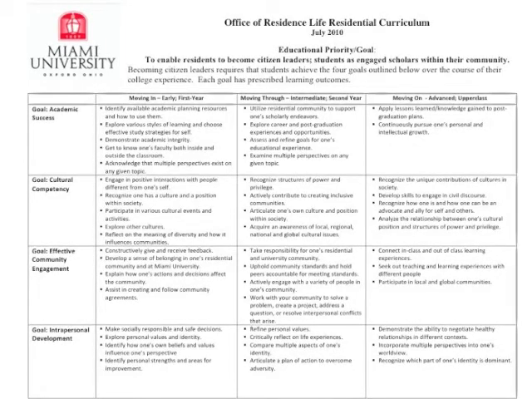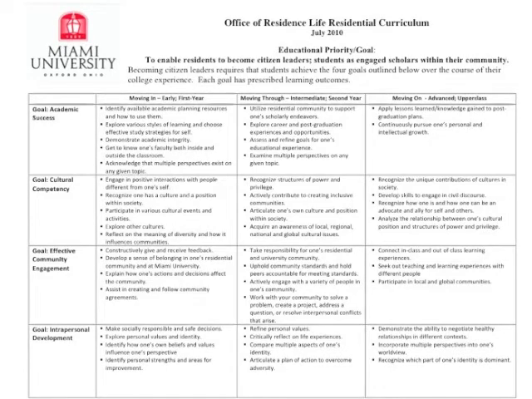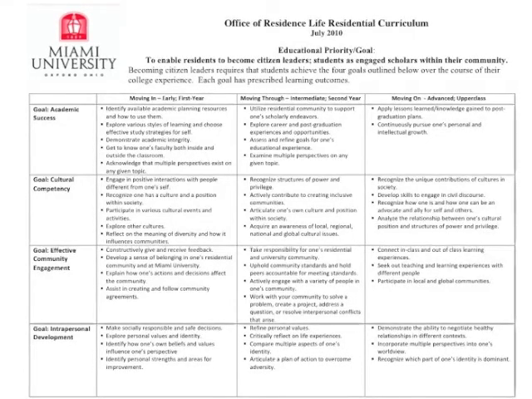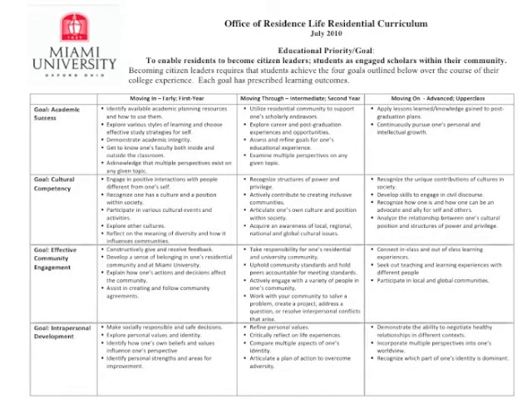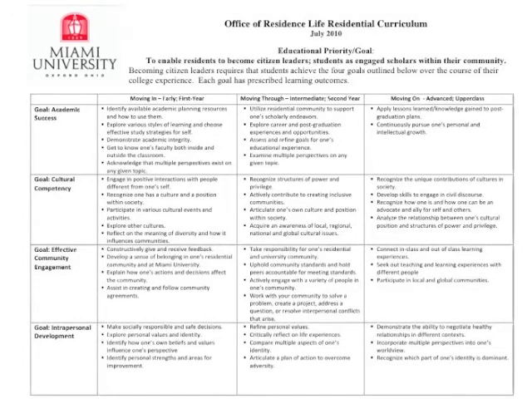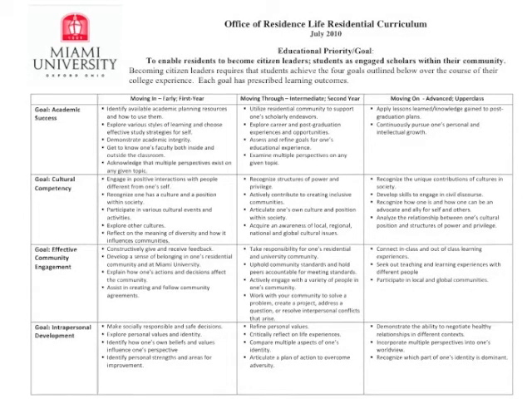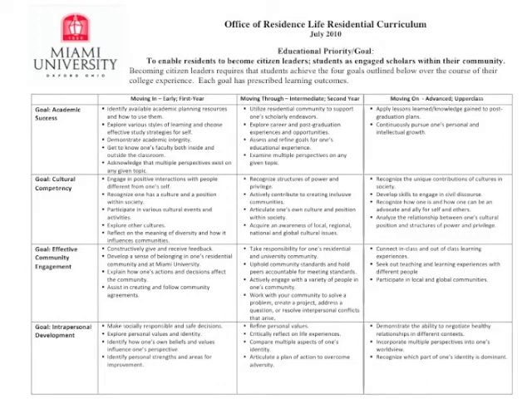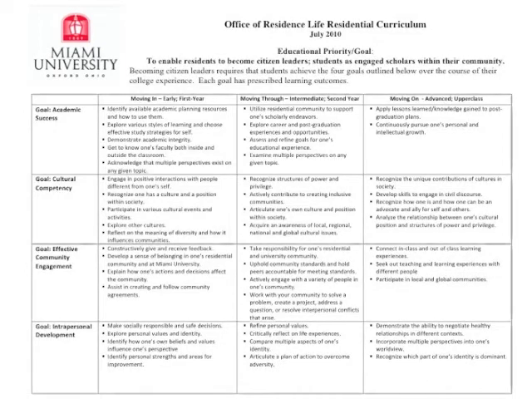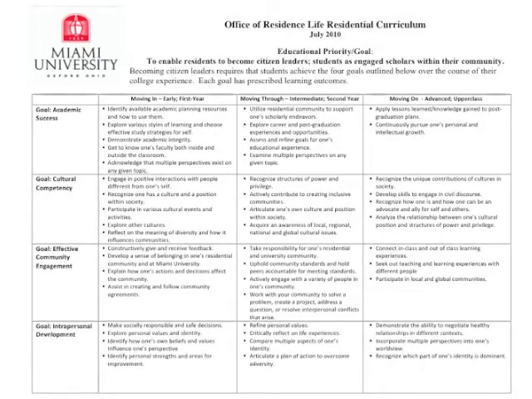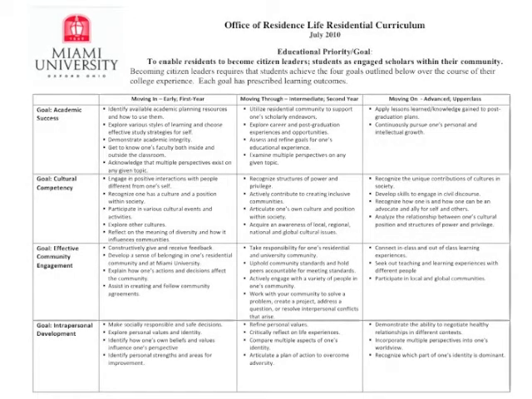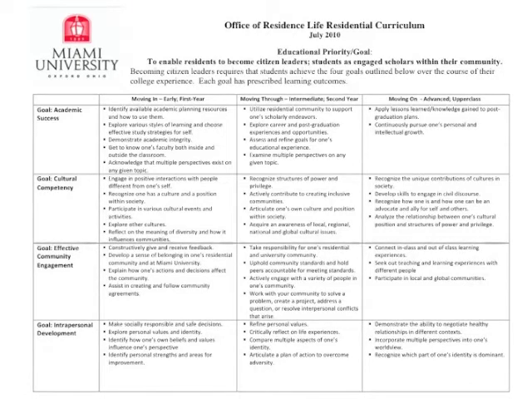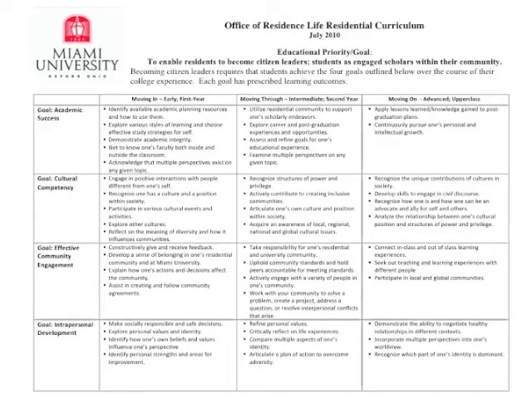Next, I would like to talk about the residential curriculum used by the Office of Residence Life. This curriculum serves as the base of all the work we do in the residence halls and apartments. The curriculum answers the questions: what do we want students to learn as a result of living in our residential communities? As an RA, I use the residential curriculum to help my students learn more about themselves through 4 goal areas: academic success, cultural competency, effective community engagement, and interpersonal development.